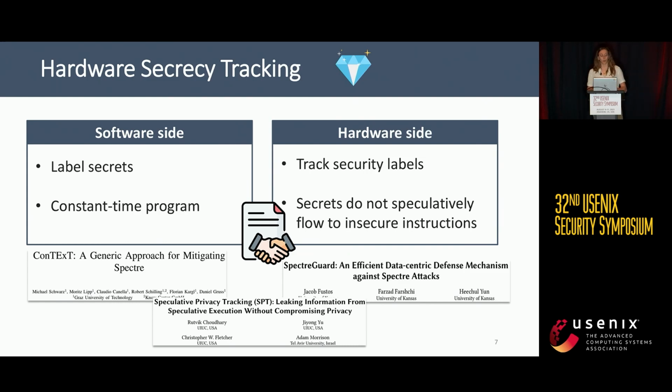It turns out that there is a class of hardware defenses that are a good candidate for this. They all implement what I will call hardware secrecy tracking. In essence, on the software side, we label the secrets, for instance by annotating them in the source code, and make sure that the program is constant time. On the hardware side, we track the secrets soundly during computations, and we make sure that if we're in speculative execution and operating on secrets, then we don't make the secret flow to insecure instructions. Otherwise, we just block speculative execution and wait for it to be resolved.